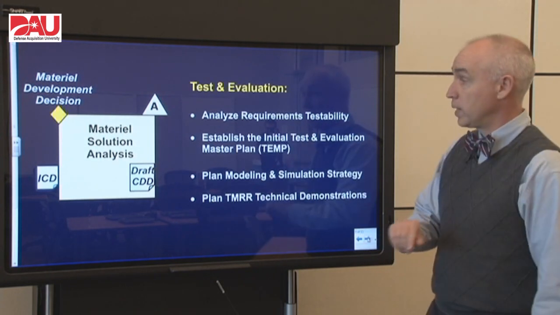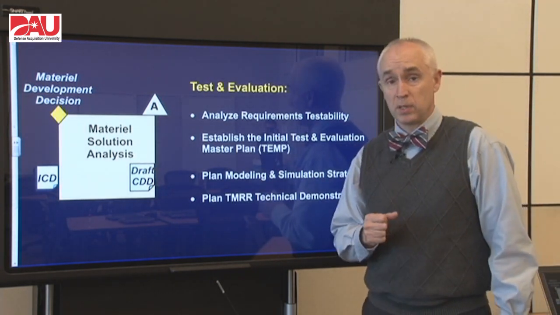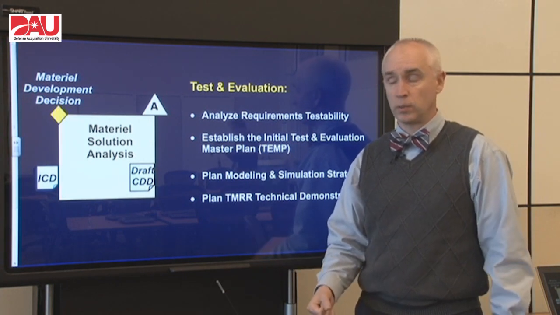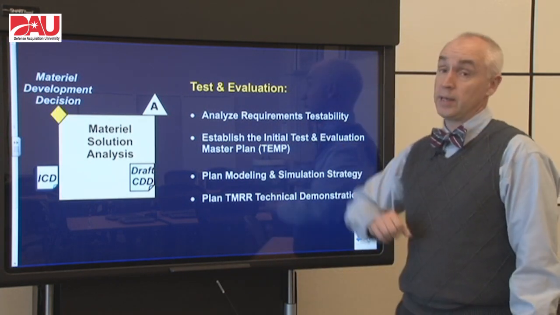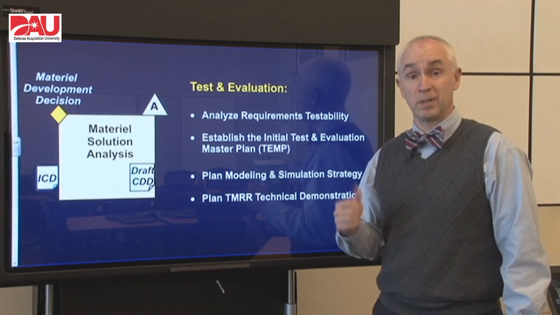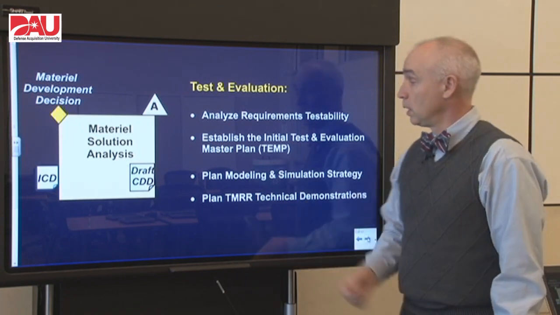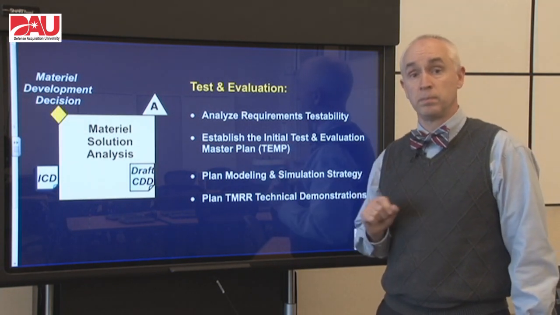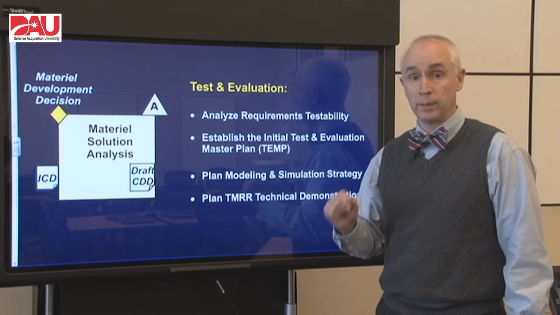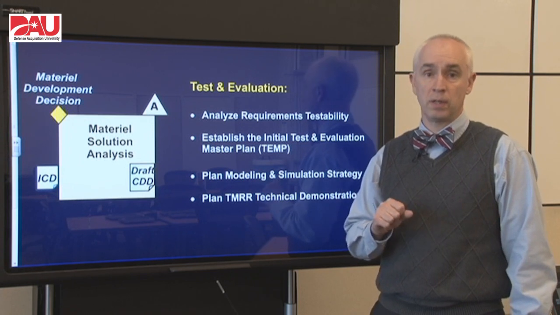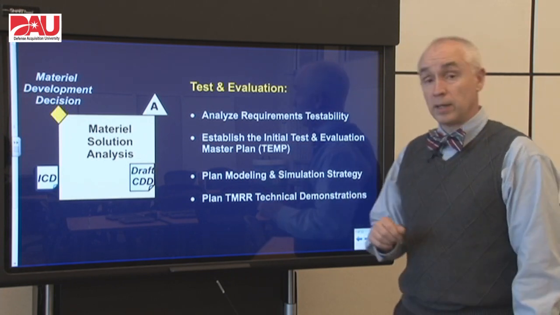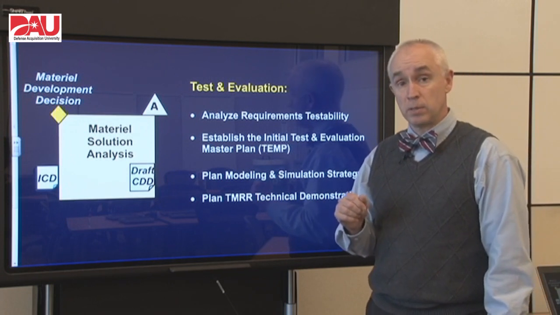Speaking of test and evaluation, just because we don't necessarily have hardware at this point doesn't mean that our T&E folks don't have work to do. They also need to analyze the requirements and make sure that they're measurable and testable. They need to establish an initial test and evaluation master plan. That's one of those program documents that's due at milestone A. So you've got to have your initial TEMP approved at milestone A. They're going to integrate modeling and simulation into that test and evaluation master plan.